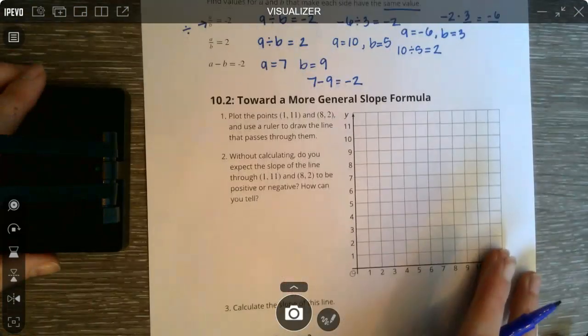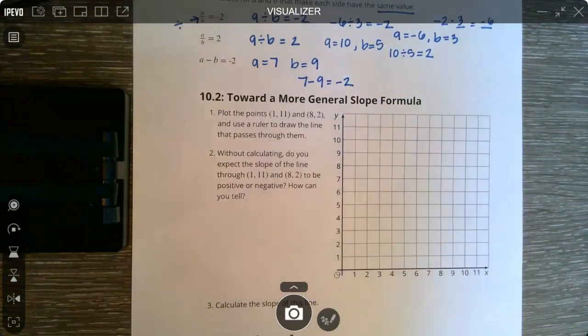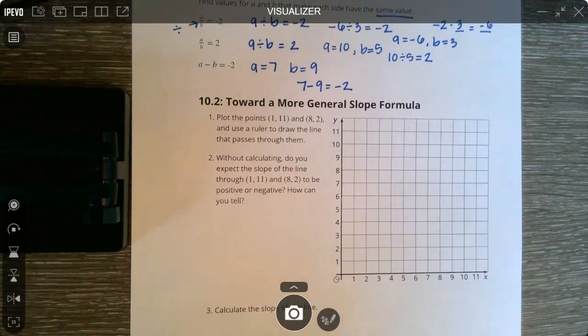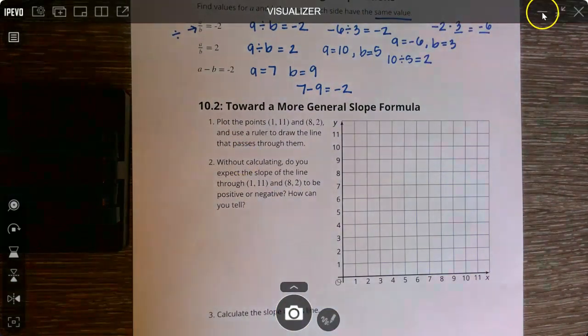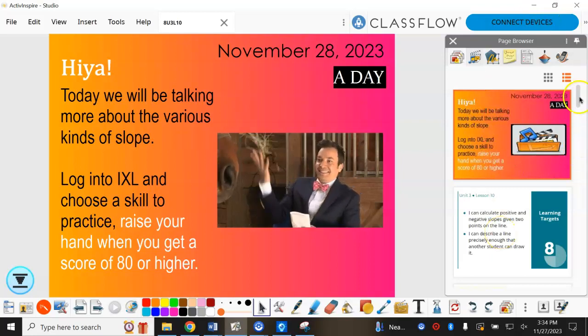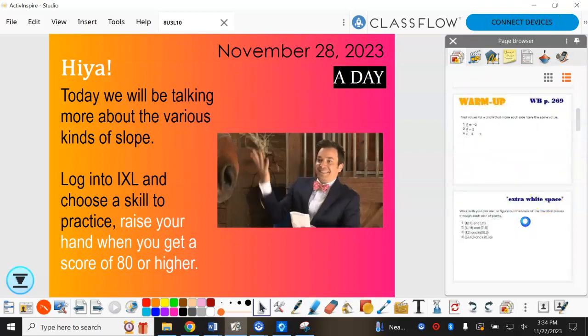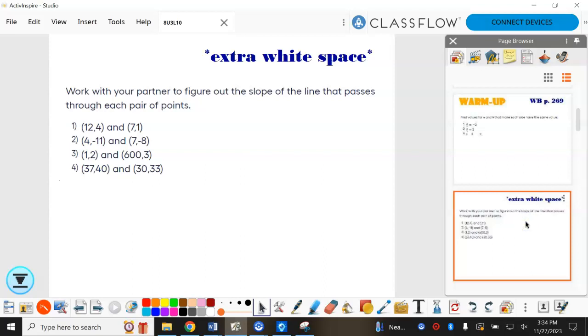For your activity today, we've got toward a more general slope formula. Okay? Actually, pause. Before we do that, I want you to practice finding the slope of some points. All right. So on here, it says work with your partner. So somebody next to you, do not move. Stay at your table. Okay? Figure out the slope of the line that passes through each pair of points. And if you just want to do it by yourself and then check in with your neighbor after, that's also a good strategy, okay? So on your paper, I want you to write these down, okay?